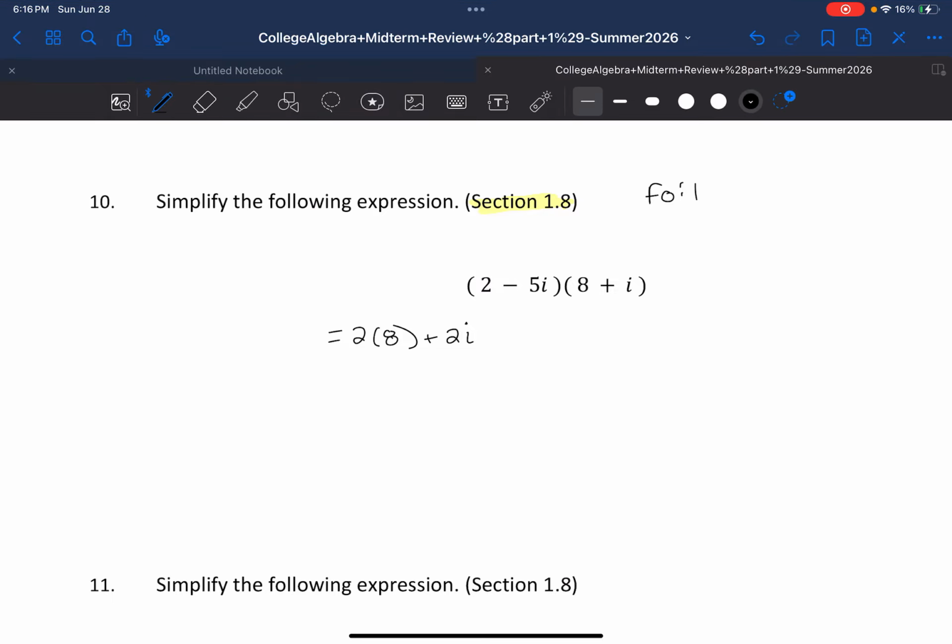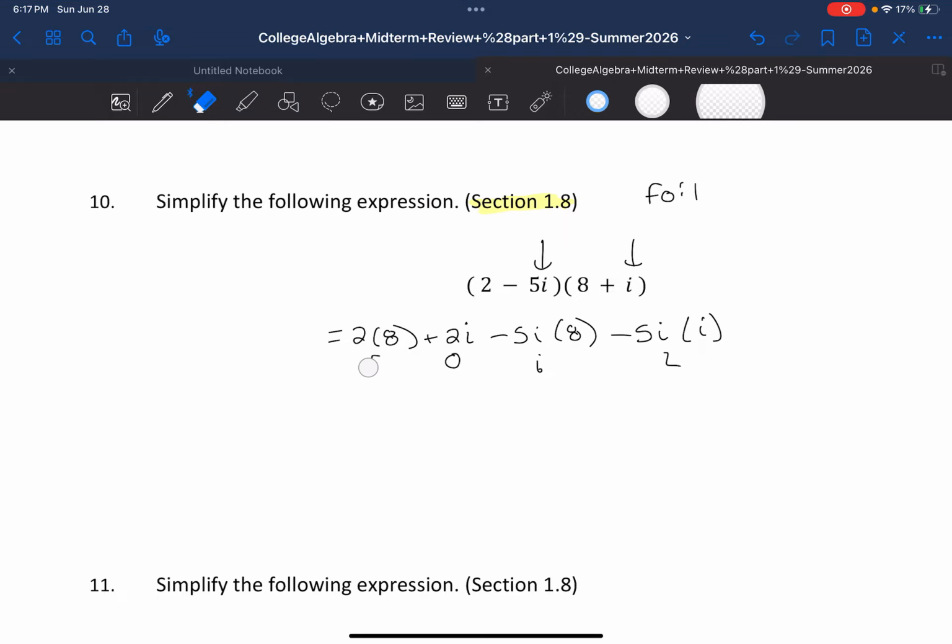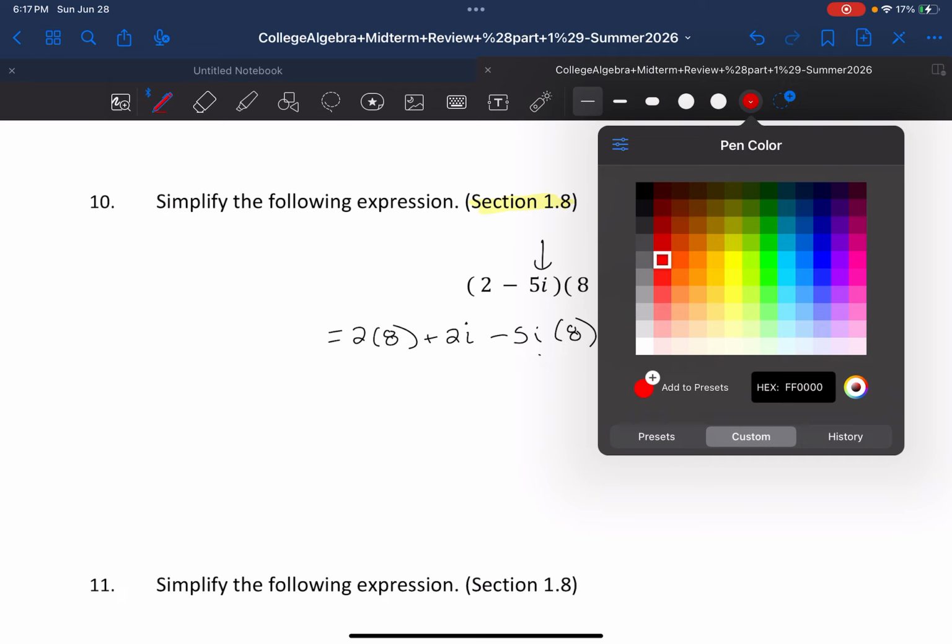Inner would be the inside terms. So negative 5i times 8. I'll just write it like this for now. And then last would be the last terms of both of these binomials. So that would be negative 5i times i. So this was my first, outer, inner, last. Let me write that in a color actually above it.